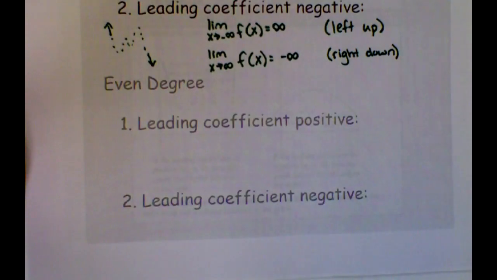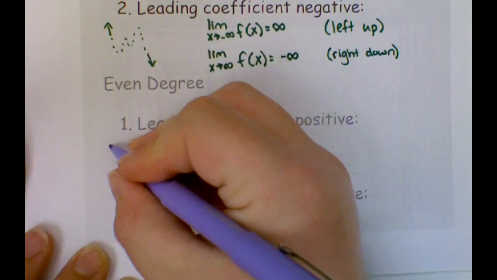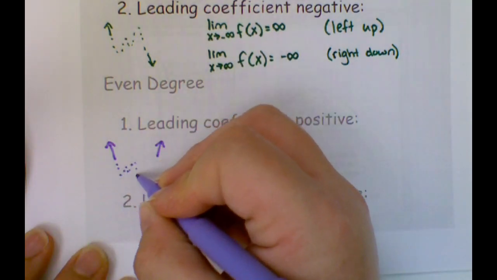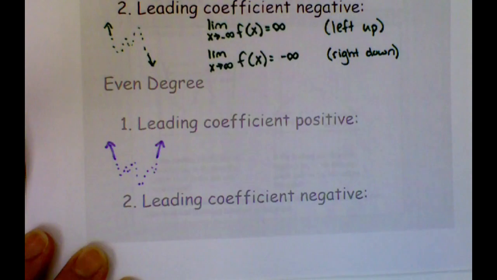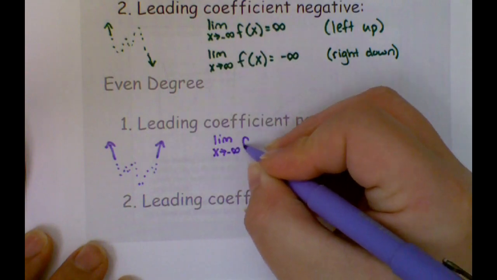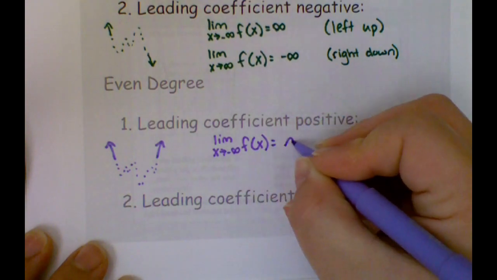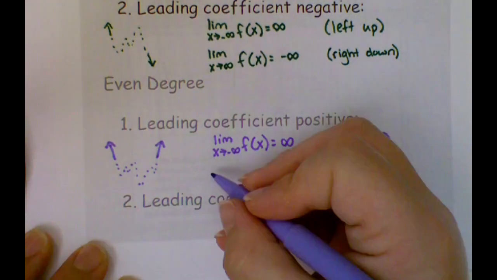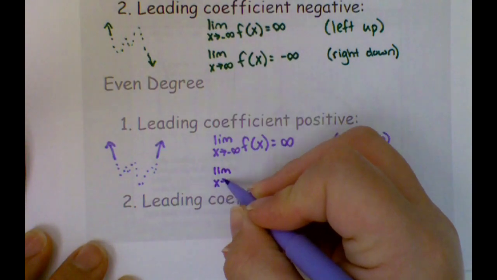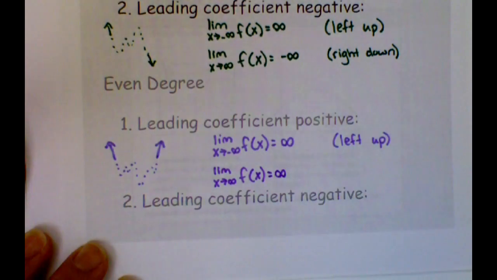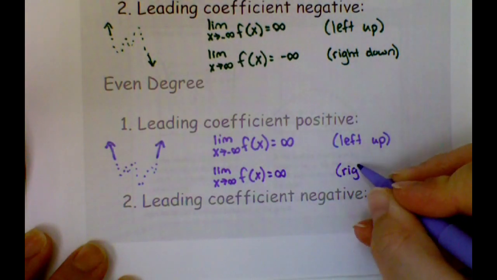If your degree is even instead, if you have a leading coefficient that is positive, your left side and your right side actually end up both going up. The middle might do whatever it feels like here. I don't know. We say the limit as x approaches negative infinity of f of x equals infinity because the left side goes up. And we say the limit as x approaches positive infinity of f of x equals positive infinity because the right side goes up.